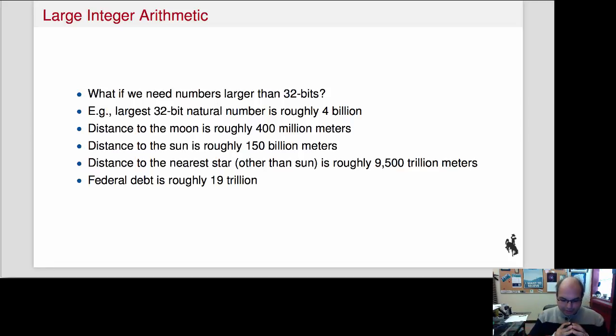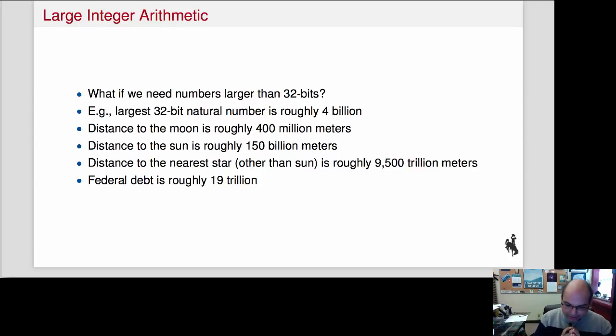What if I want bigger numbers? Let's see what we have. The largest 32-bit number is about 4 billion, with a B. That's a pretty big number. If you have a signed number, then we have to halve that because half are going to be positive, half negative. So a signed 32-bit number is as big as 2 billion. Now, how much is 2 billion? It's such a hard number, I can't wrap my head around it.